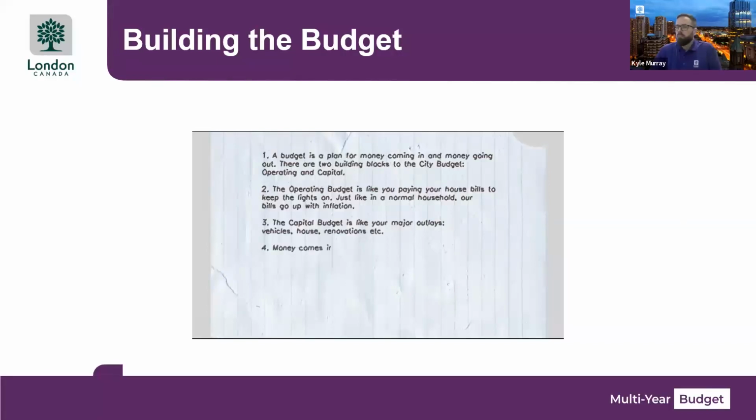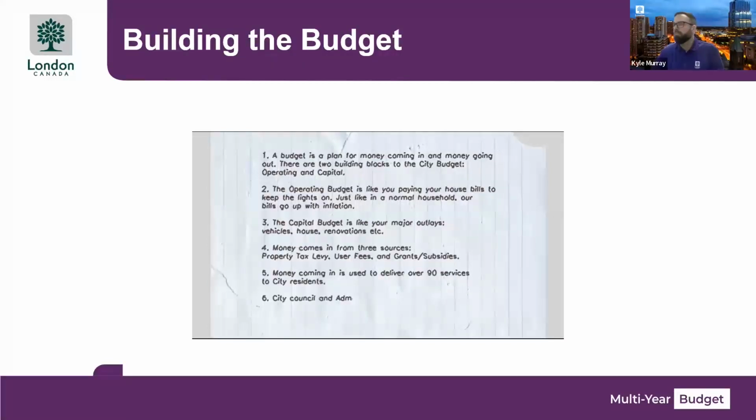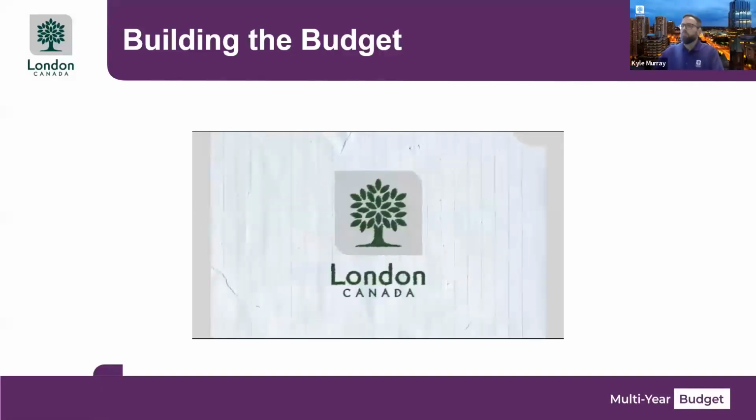4. Money comes in from three sources: property tax levy, user fees, and grants and subsidies. 5. Money coming in is used to deliver over 90 services to city residents. 6. City Council and administration, with the input of the public, decide how to best balance the city budget guided by provincial legislation. And that is how your city develops its budget.